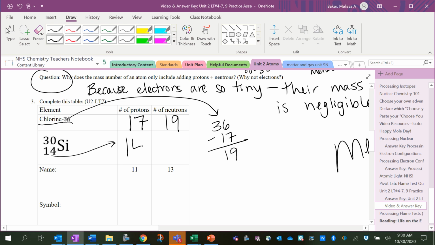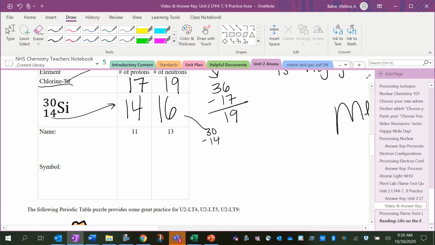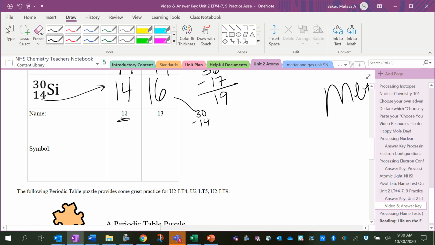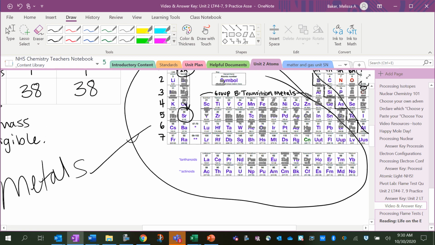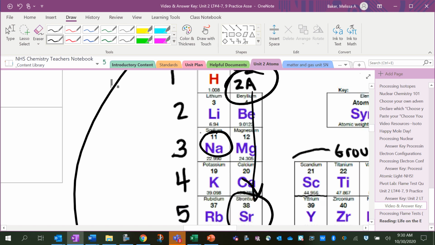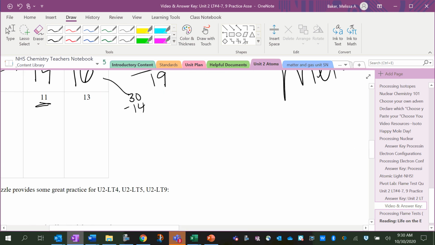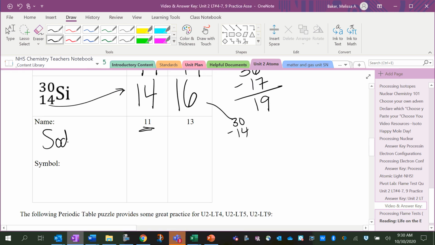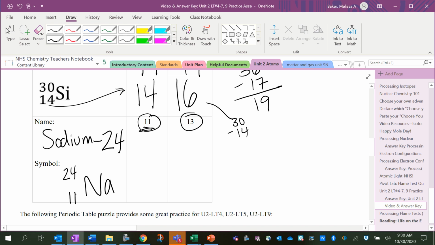Silicon has 14 protons. That's its atomic number. And to get neutrons, we need to do 30 minus 14, 16 neutrons. All right, and then we've got element number 11. So we can go and look that up. Number 11 is sodium. So for its name, it's going to be sodium dash, what is this mass? 11 plus 13, that's 24. And then its symbol would have the mass in the upper left and the atomic number in the lower left.